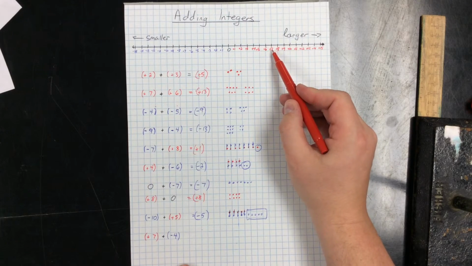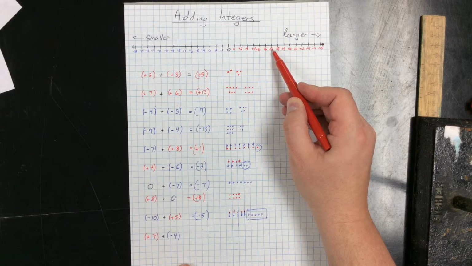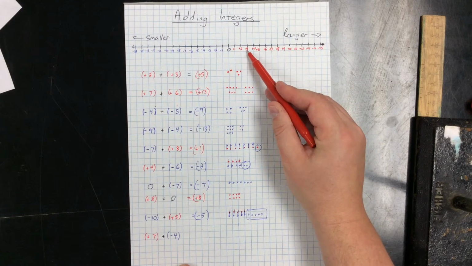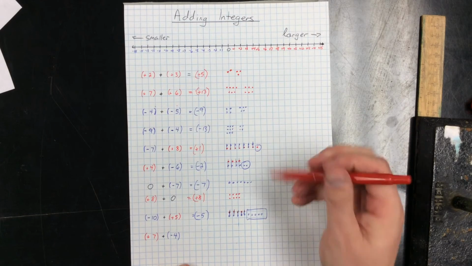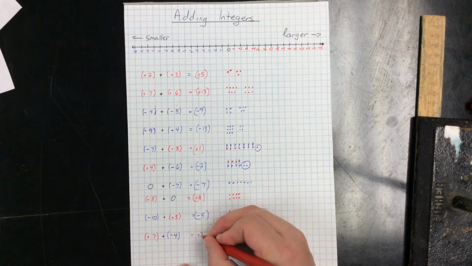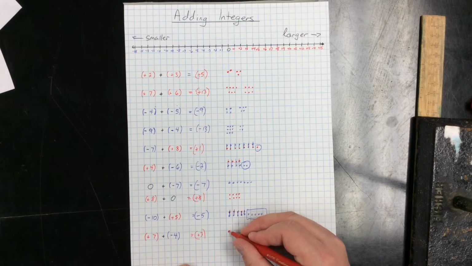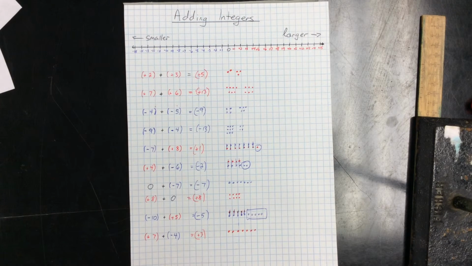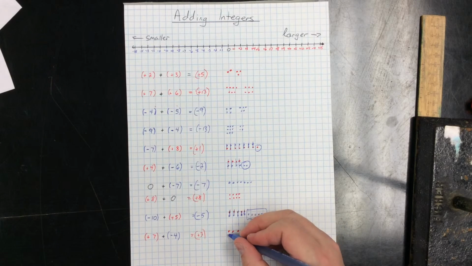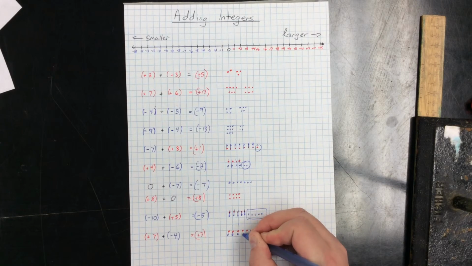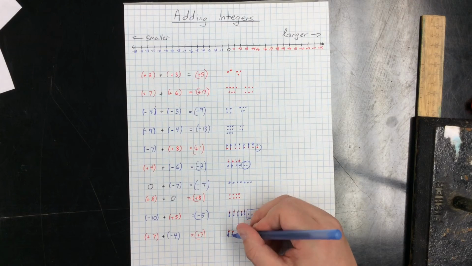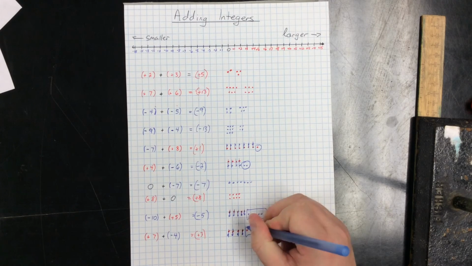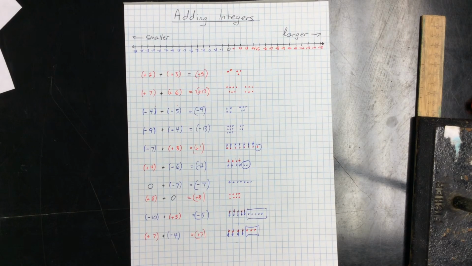And the last one, I'm at positive 7, and I get 4 negatives. So I go 1, 2, 3, 4 in the negative direction. I end up at positive 3. That would look like 7 positives, and I get 4 negatives. These pair up and cancel out, and I'm left with positive 3.